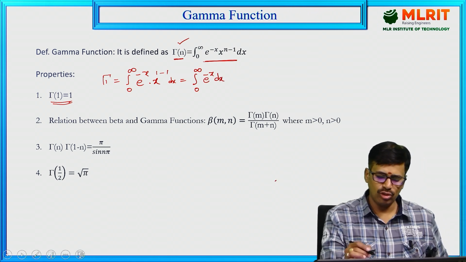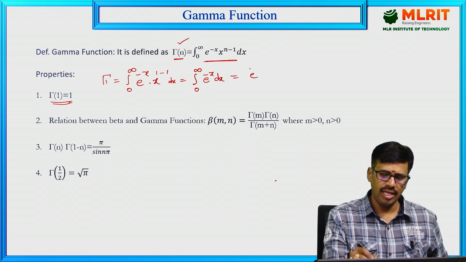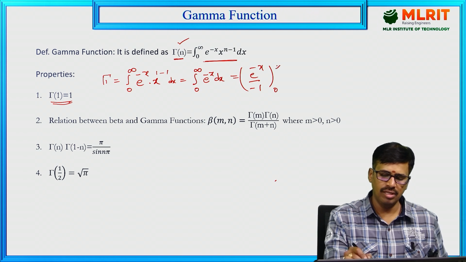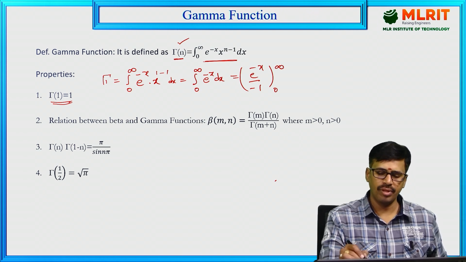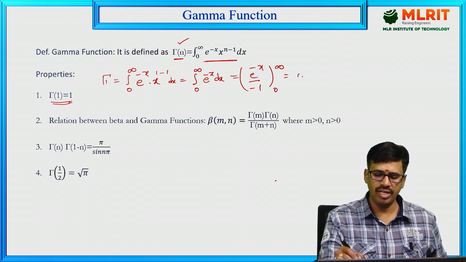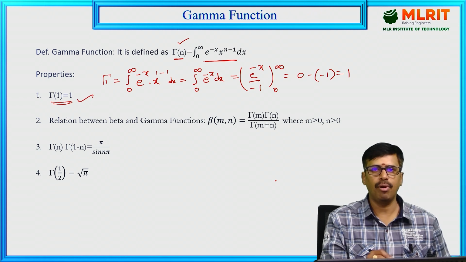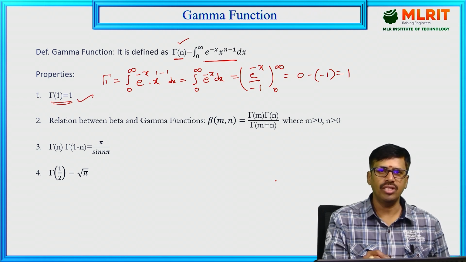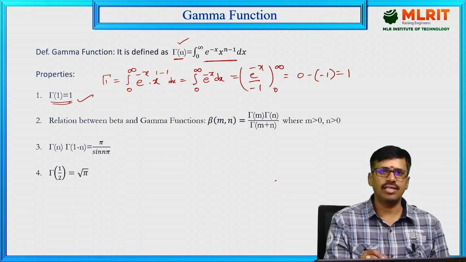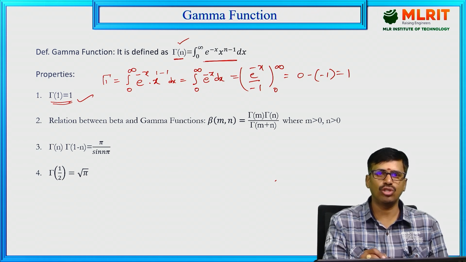The integration of e power minus x is e power minus x by minus 1, with limits 0 to infinity. The upper limit e power minus infinity is 0, minus the lower limit, which gives 1. Therefore, gamma of 1 equals 1. In this way we can prove any result using the basic definition of the gamma function.